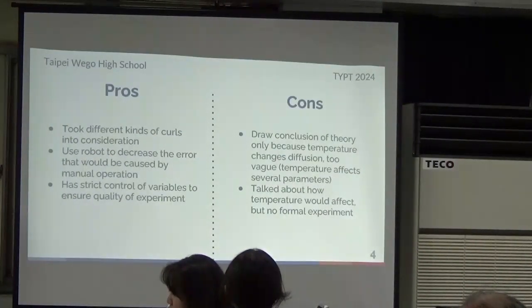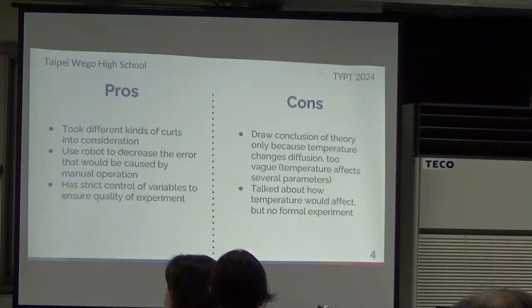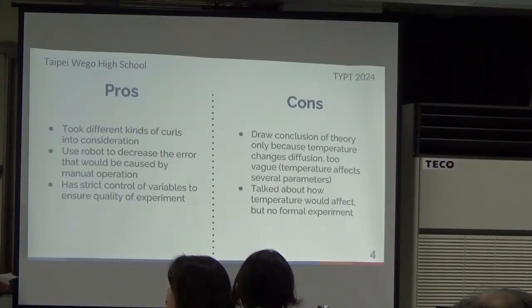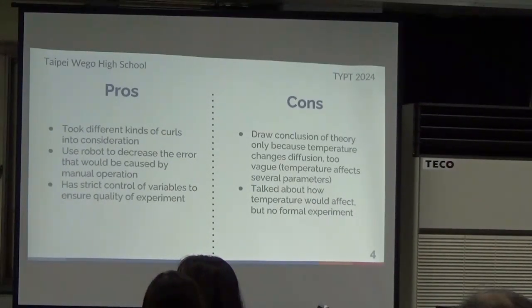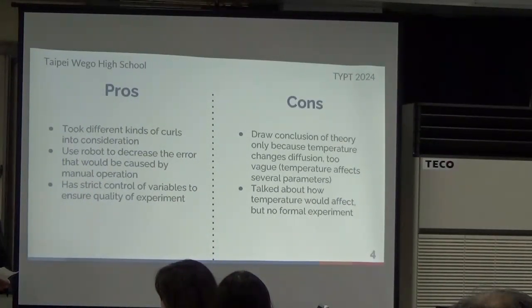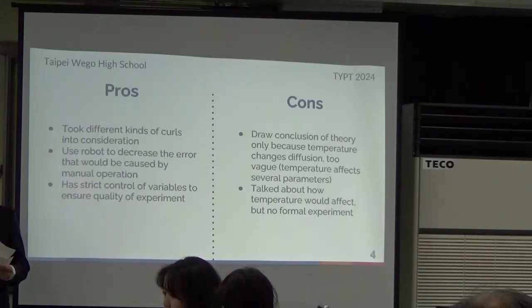So for the pros and cons, the pros, we think that they took different kinds of curls into consideration, and that's really good. Also, they used the robot to decrease the error that would be caused by manual operation, and that's a really great way to conduct experiments. And they have strict control of variables to ensure quality of experiments. And for the cons, they draw conclusion of theory only because temperature changes with diffusions. And we think that it's too vague.